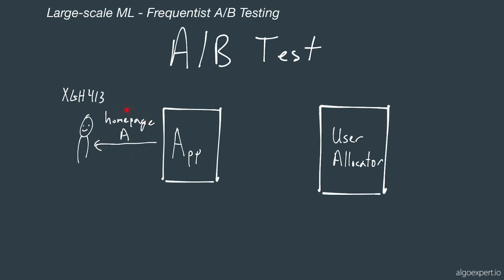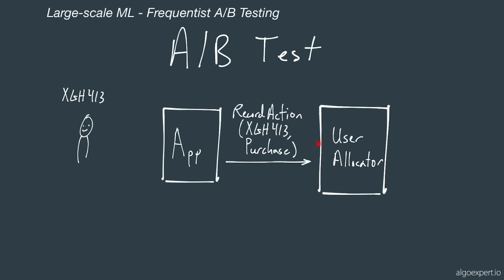Now, this user gets assigned homepage A. And for this particular experiment, the hypothesis is that if we show users a different home page, we'll increase the number of purchases that they make on our website. So let's say that we show this user homepage A, and sometime later, this purchase happens. This could be on the order of seconds, minutes, or perhaps even days. This is for you to decide.